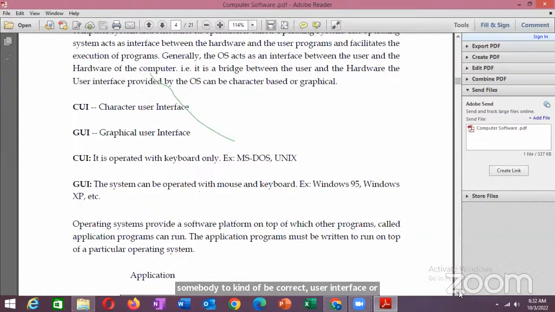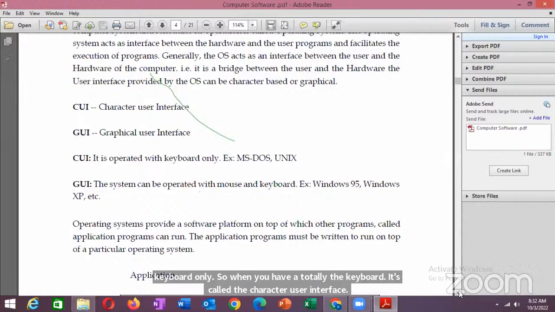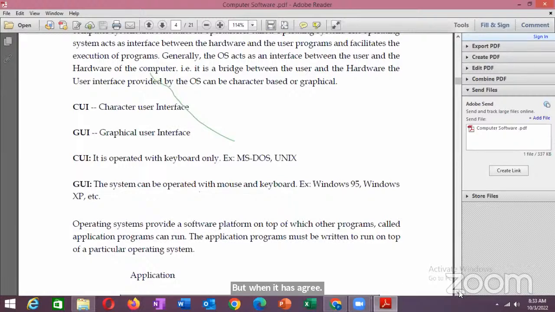So the character user interface is operated with the keyboard only. When you operate only with the keyboard, it's called the character user interface. But when it has a GUI, the graphical user interface, the input can be operated with a mouse and a keyboard. If you look at the current Windows we are using, Windows 8, Windows 10, Windows 11, these are very important. And GUI, graphical user interface, is the best.